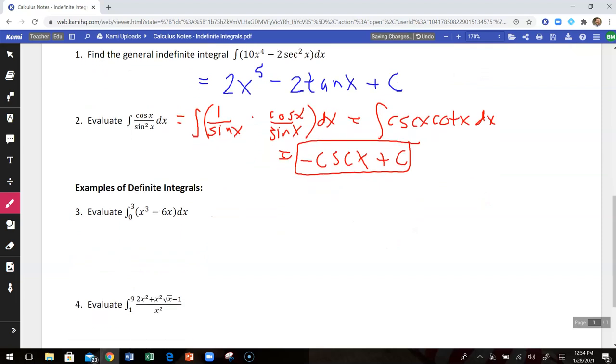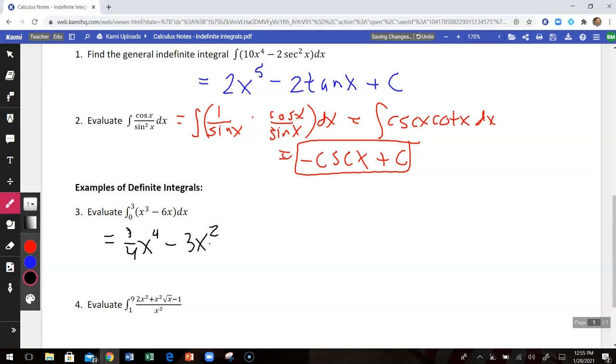Okay, jumping down here, we're going to look at some definite integrals. Again, the first step is the same, regardless of if it is a definite integral or an indefinite integral. The first step is to take the antiderivative. So what I'm going to do here is take the antiderivative of the inside function, which would be 1/4 x to the 4th minus 3x squared.